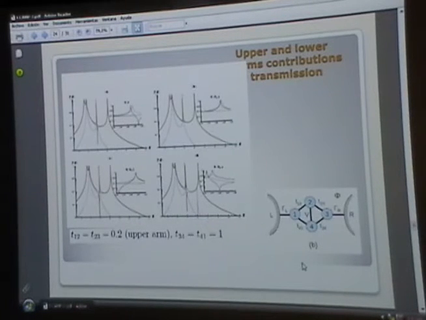In this case, this is an asymmetric interferometer because the upper arm, T12 and T23, has strength 0.2 in arbitrary units, and the lower arm has 1. So it is much more probable for the electron to go through the lower arm.